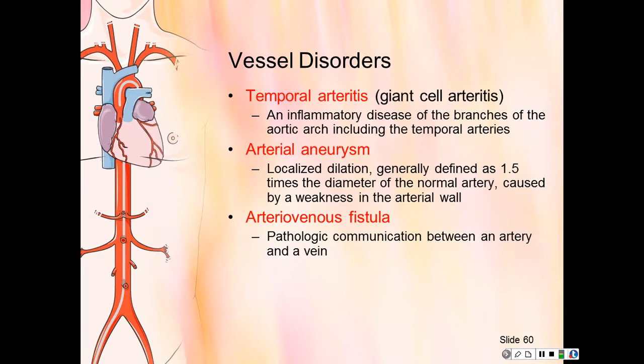And you really want to get onto this, and they hit them with high-dose steroids just because it can lead to blindness. So temporal arteritis is something you need to know. It's the same as giant cell arteritis.